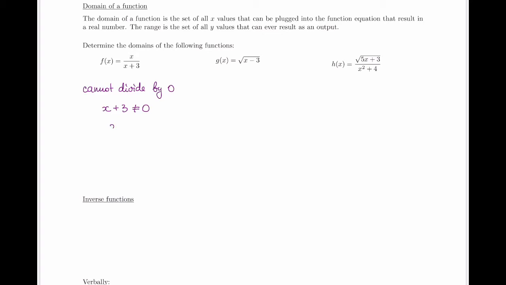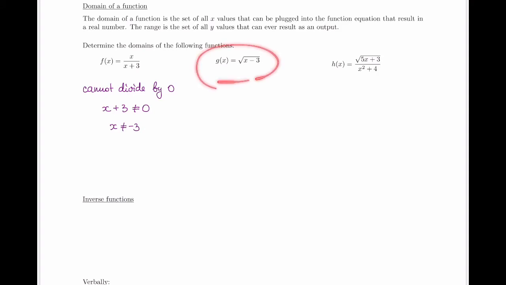Moving 3 over, we can see that x cannot be equal to negative 3. So my domain, there's nothing else here that will result in a non-real number if we plug it in. So the domain will be all real numbers except for x equals negative 3.